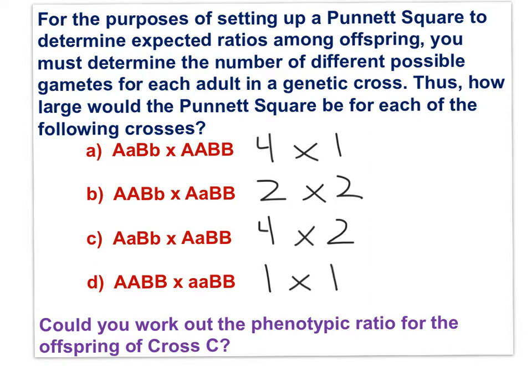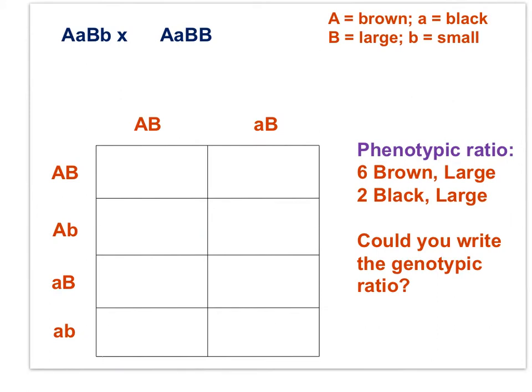Now I do ask the question, could you work out the phenotypic ratio for the offspring of cross C? You can stop the movie now and practice, or follow along with me. Here's the cross. This individual produces 4 gamete types. This individual produces 2. We start to do random fertilization.